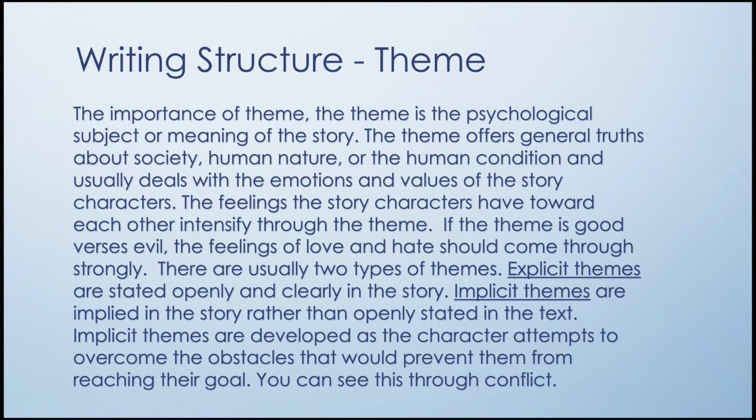There are usually two types of themes. Explicit themes are stated openly and clearly in the story. Implicit themes are implied in the story rather than openly stated in the text. Implicit themes are developed as the character attempts to overcome the obstacles that would prevent them from reaching their goal. You can see this through conflict.